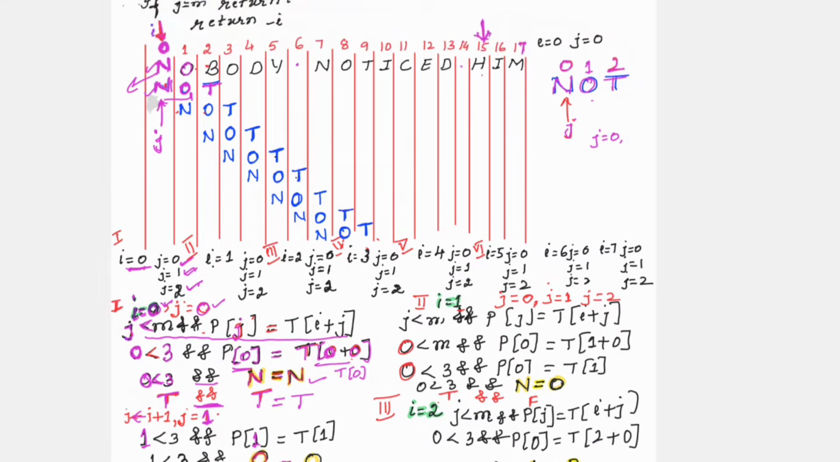For i equal to 0, j equal to 1. 1 is less than 3. Yes, it is true. Logical ANDed with, now j is 1, so what is p of 1? p of 1 is o. p of 1, o, is equal to t of 1. t of 1 is also o. Now both are matching here. So true logical ANDed with true is true only. The second character also gets matched. So j will now get incremented by 1.